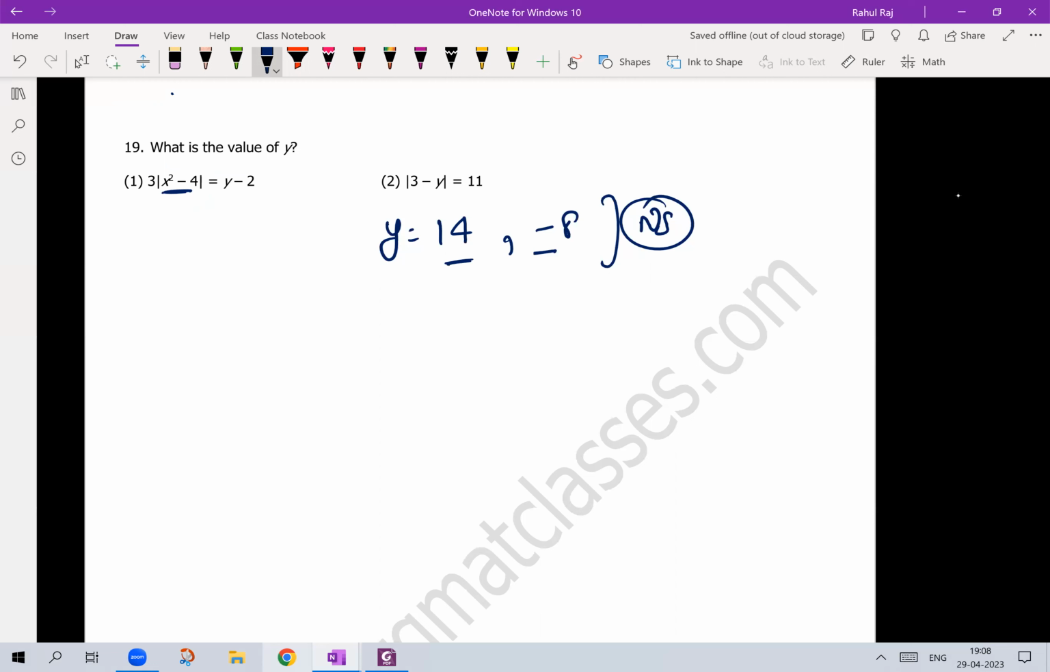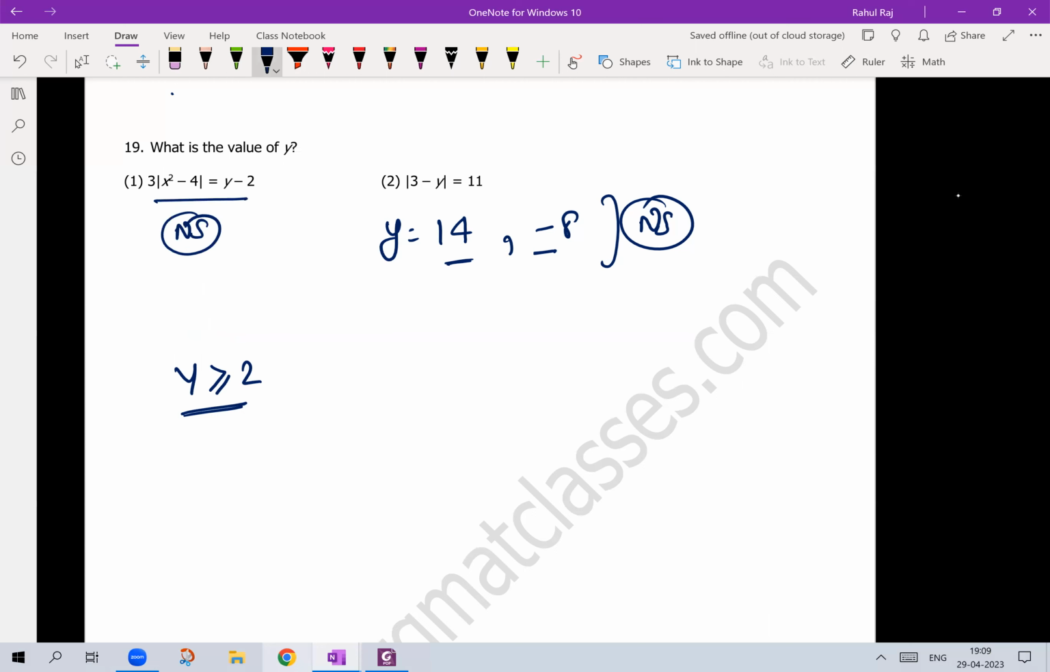The minimum value that the left hand side can take is where x is equal to 2. When x is equal to 2, the left hand side value is 0. That is, 0 is equal to y minus 2, and y is equal to 2. Any other value of x you take, the value of y that you will get is greater than or equal to 2. So I'm 100% sure that this is not sufficient.